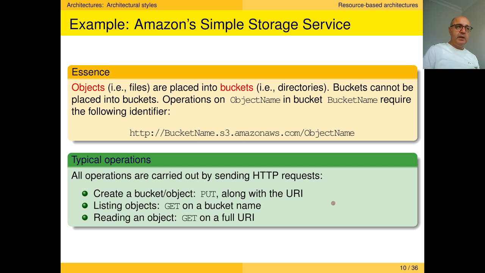So to create a bucket object, you say put and then this URI. To get the listing, you say get then this URI without the object name. Or to read an object, then you give the whole URI after get. So it's really simple, only four commands. You do everything with these four commands.